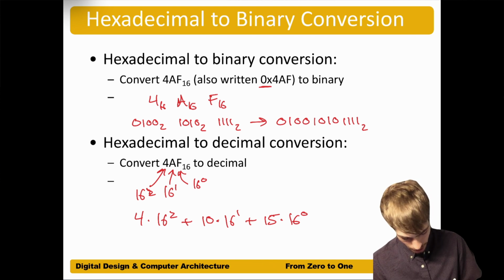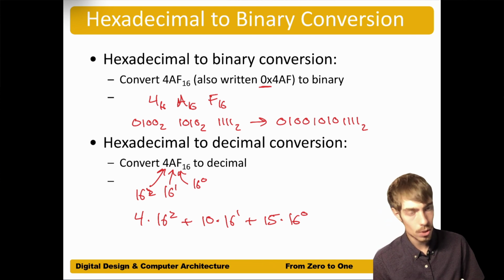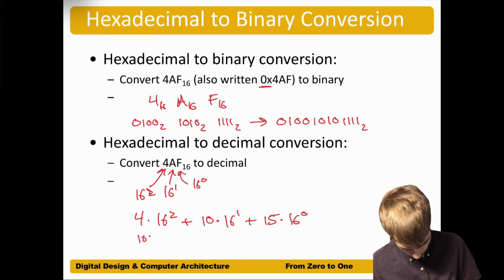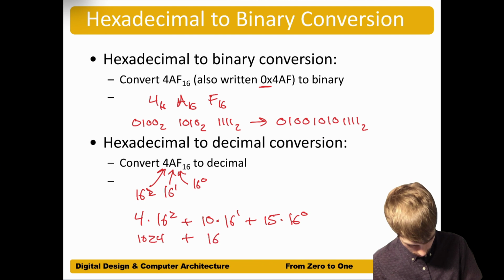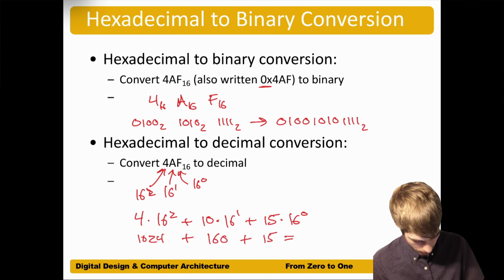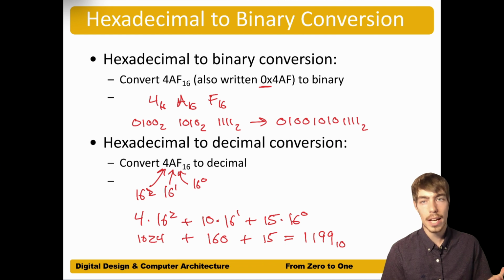If we work all these out, 4 times 16 squared, which is 256, is going to be 1024, plus 10 times 16 is 160, plus 15, and so our answer at the end of the day is going to be 1,199 base 10. So you can see that it's, again, pretty straightforward. You're just going to treat each of the hexadecimal digits and multiply it by the value of its placeholder, as we did in this example.